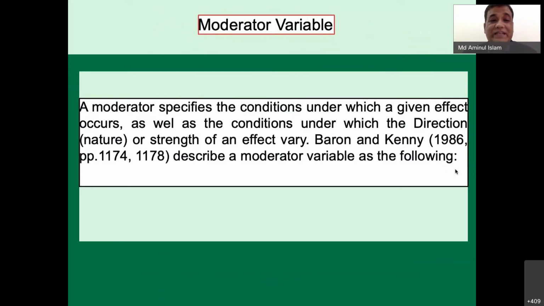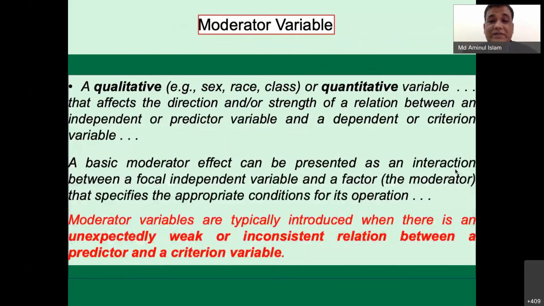For a moderating variable, you have certain conditions that have to be met. Baron and Kenny have mentioned those, so we have to be very careful. A moderating variable is typically introduced when there is an unexpected, weak, or inconsistent relationship between criterion and predictor variable. Predictors are independent variables, criterion are dependent variables. So when you find that thousands of studies have been done but the relationship between independent and dependent is still not that strong, you introduce another variable, a moderator, to strengthen the effect of independent on dependent.